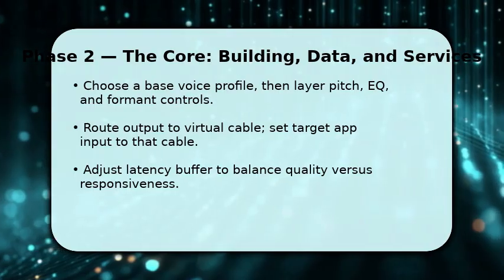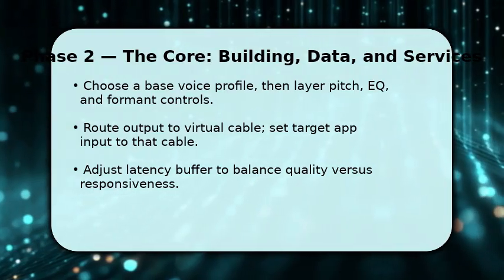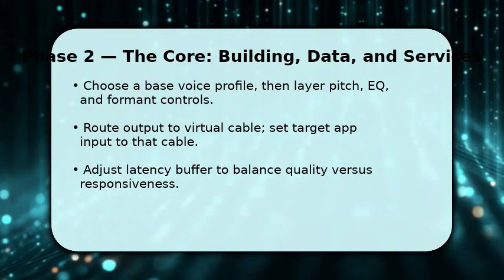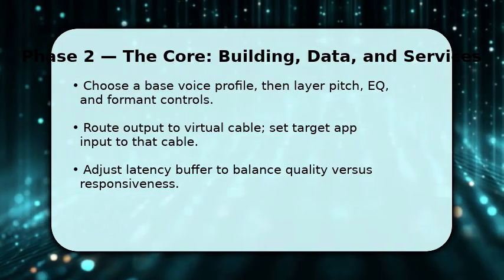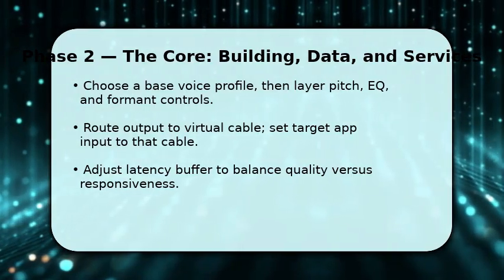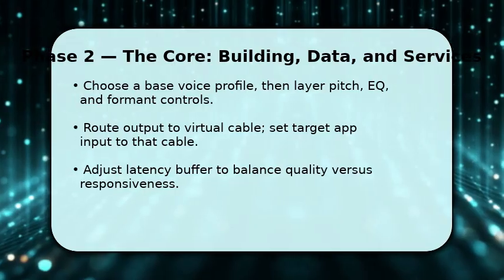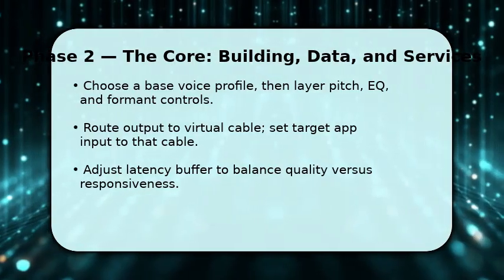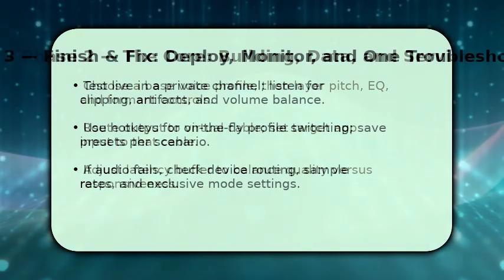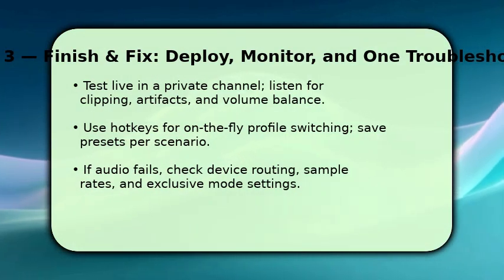Then set the voice changer output to a virtual audio cable, and in your streaming or chat app, select that cable as input. Make sure buffer size gives low latency for live use, but increase it slightly if you hear glitches. This trades delay for stability. You finish by validating the whole chain under real conditions so you know how it behaves.